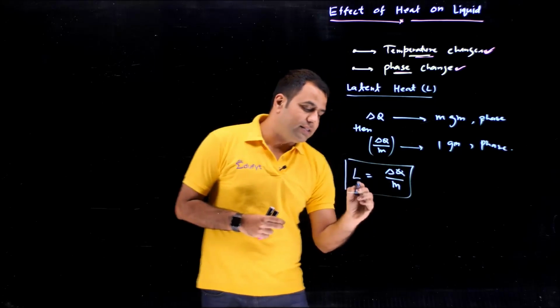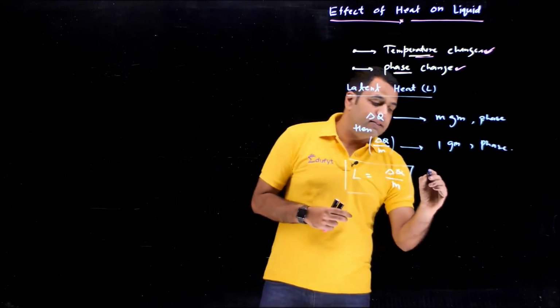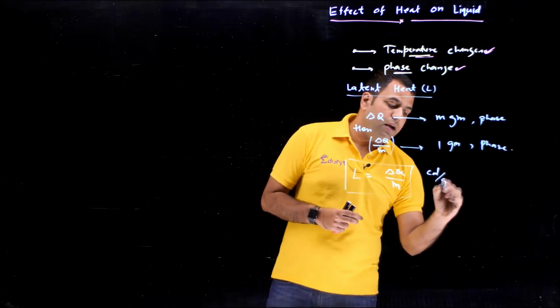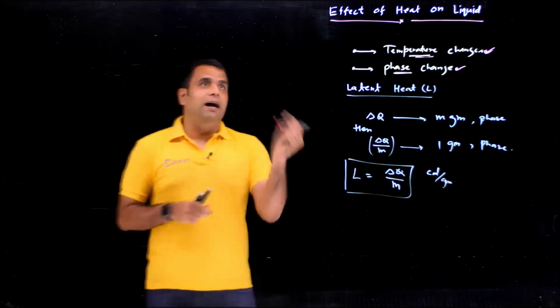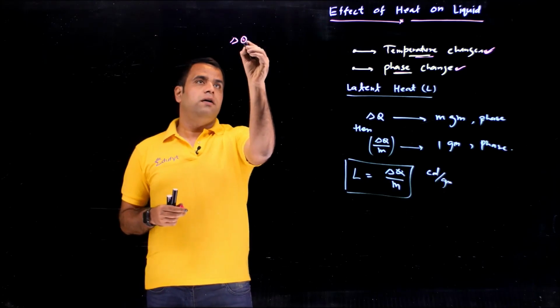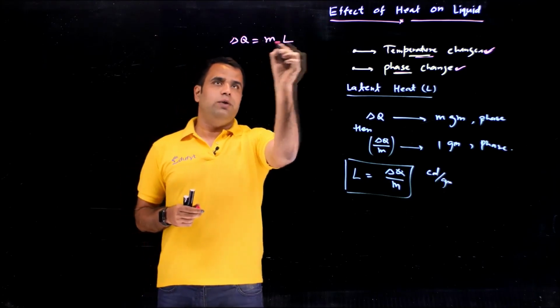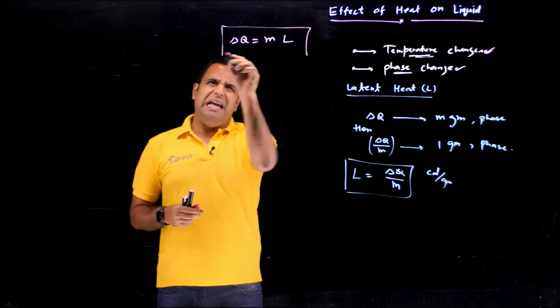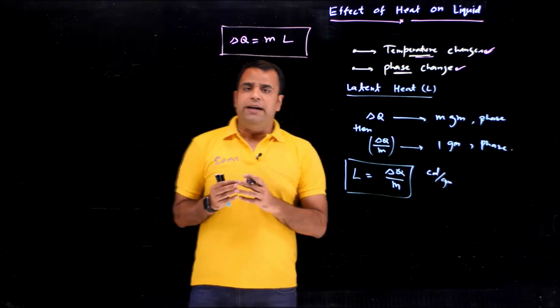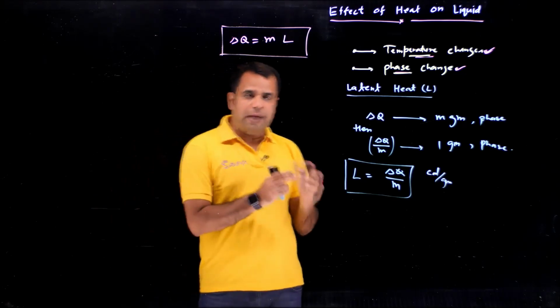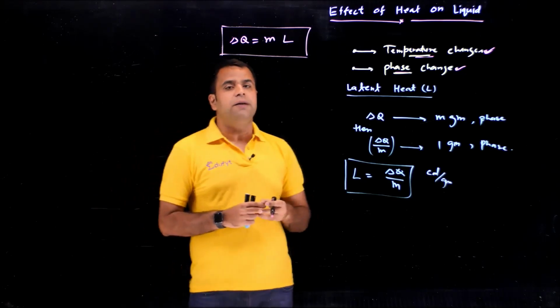The unit of L, which is the latent heat, is calorie per gram. So if you rewrite this formula, you will have delta Q is m into L. So if you are starting with m mass of liquid or m mass of substance, then the amount of heat required to change the phase of m gram substance will be m multiplied with L.